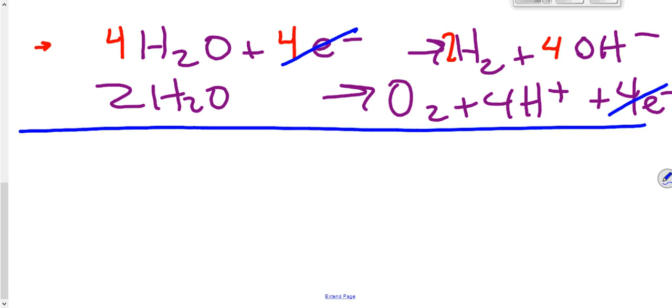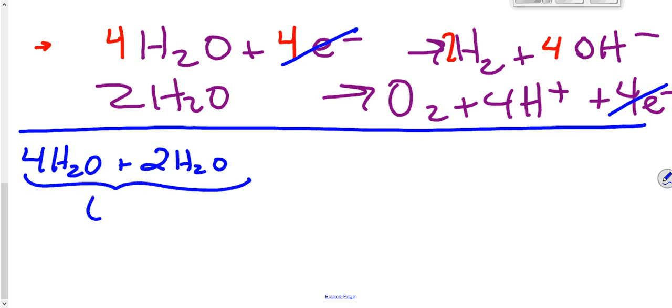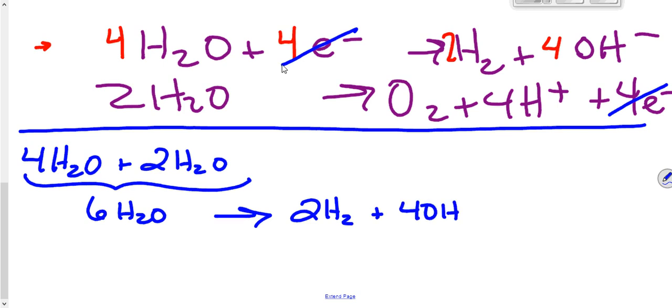So on the reactant side, we have 4 water molecules, and the electrons are gone, and we have another 2 water molecules. So we're going to have a total of 4 plus 2 is 6 water molecules reacting to form, you can see on the product side, 2 H2s plus 4 OH minuses plus O2 plus 4 H pluses.